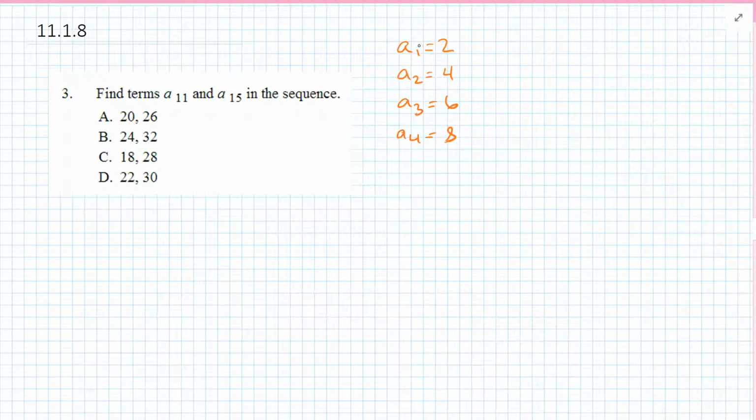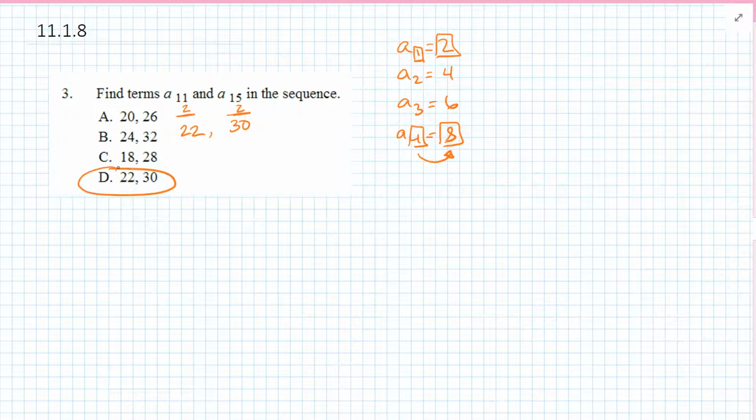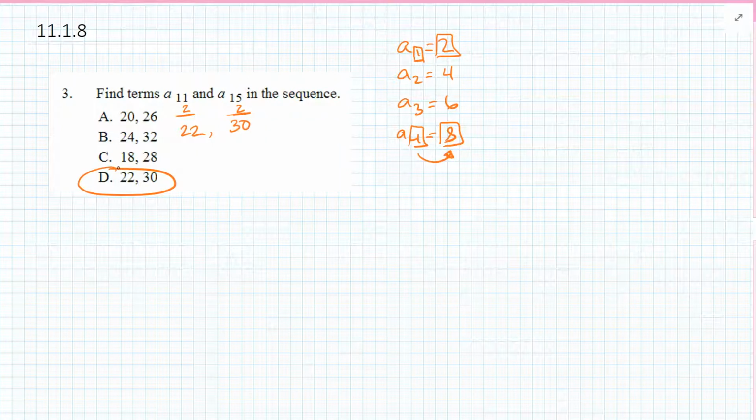What do you notice in this particular case, the relationship of the n value and this value? Our n value times 2 gives us the answer. So a11, what's 11 times 2, is 22, and a15, well 15 times 2 is 30. So the answer would be 22 and 30. The answer would be D. So you've always got to be looking for the sequences, and we'll talk about arithmetic sequence or geometric sequence in the next section.